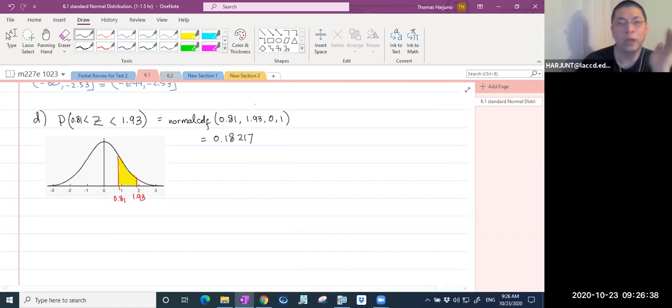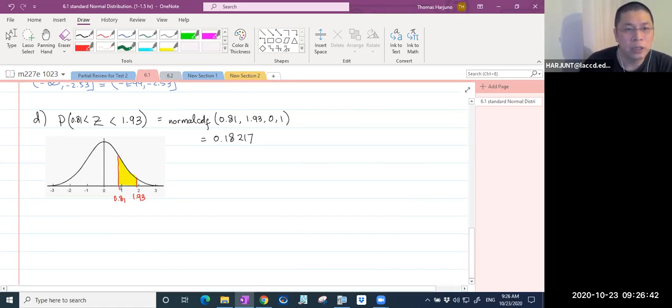Okay. So again, I hope you can see that the interval here, if you write it in interval notation, is the first two numbers you have here. And then the last two numbers you have here are the mean and the standard deviation.